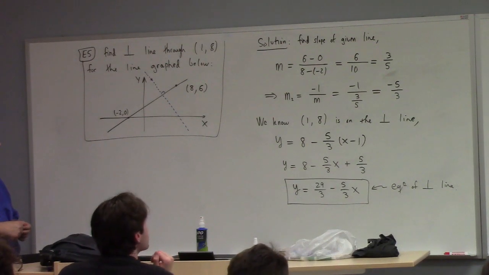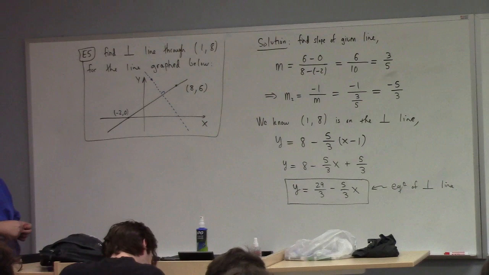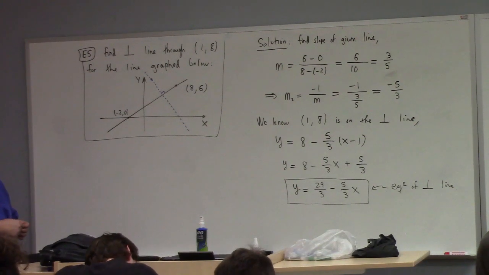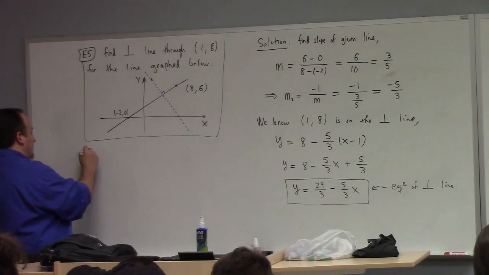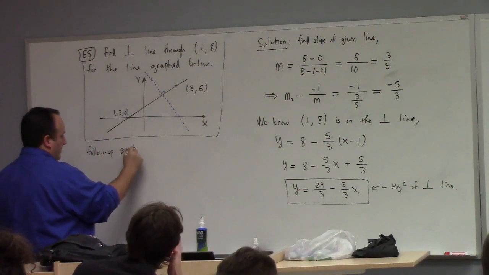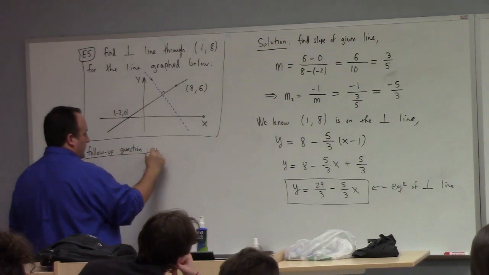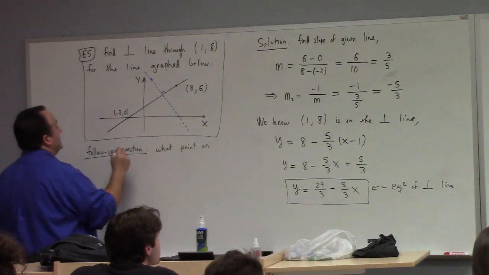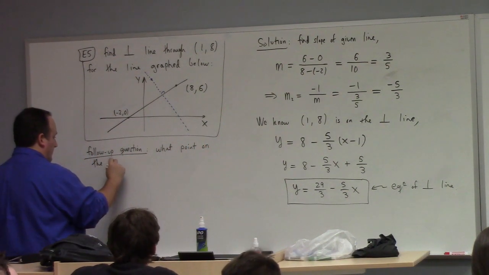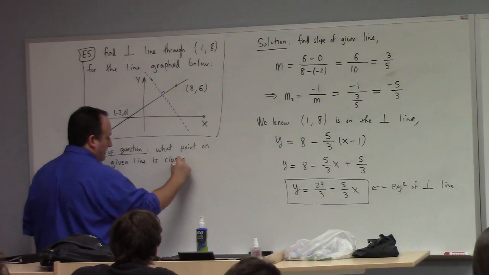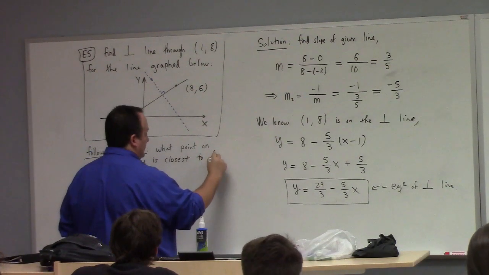But there's another purpose for perpendicular lines. They answer interesting questions. Here's a question that we can ask and answer with what we've done on the board. Here's the follow-up question: what point on the given line is closest to (1, 8)?